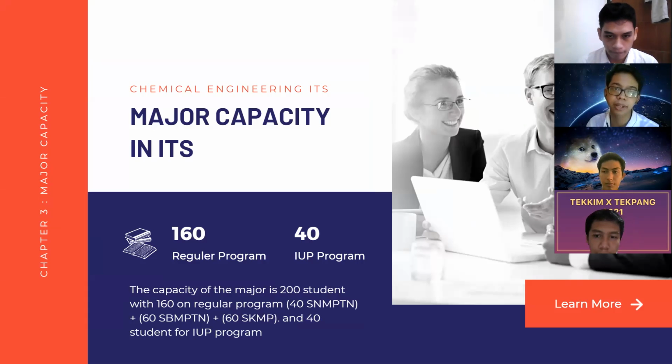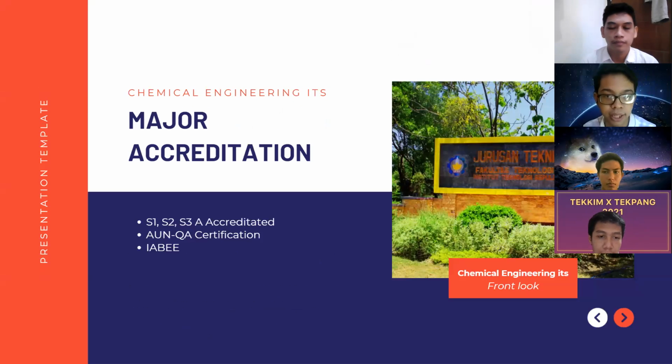Okay, this is the major capacity for the chemical engineering program in ITS. In total, we have 200 students divided into two programs. The first is the regular program, and the second is the IUP program. The regular program is divided into three test lines: SNMPTN for 40 students, 60 students in SBMPTN, and also 60 students in the SKMP test line. For the IUP program, they get directly into the IUP program, 40 students, 100%. Next, please.